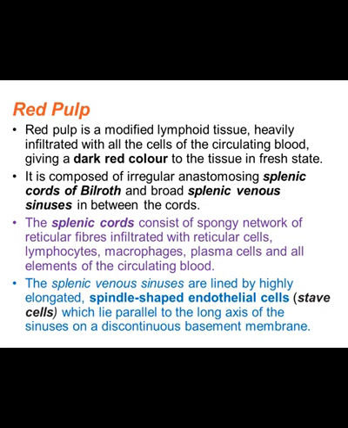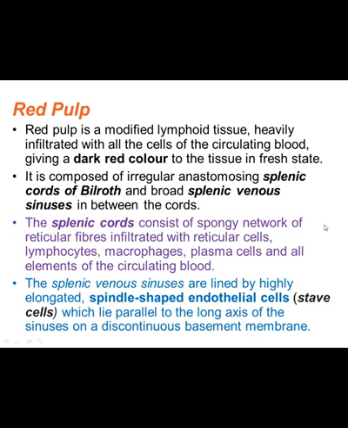Now we come to the red pulp. Red pulp is a modified lymphoid tissue which is infiltrated with all the cells of the circulating blood, giving it red color. It is composed of irregular anastomosing splenic cords of Billroth and broad splenic venous sinuses in between the cords. So two main structures are seen in the red pulp. One is the splenic cords of Billroth, and second is the splenic venous sinuses.